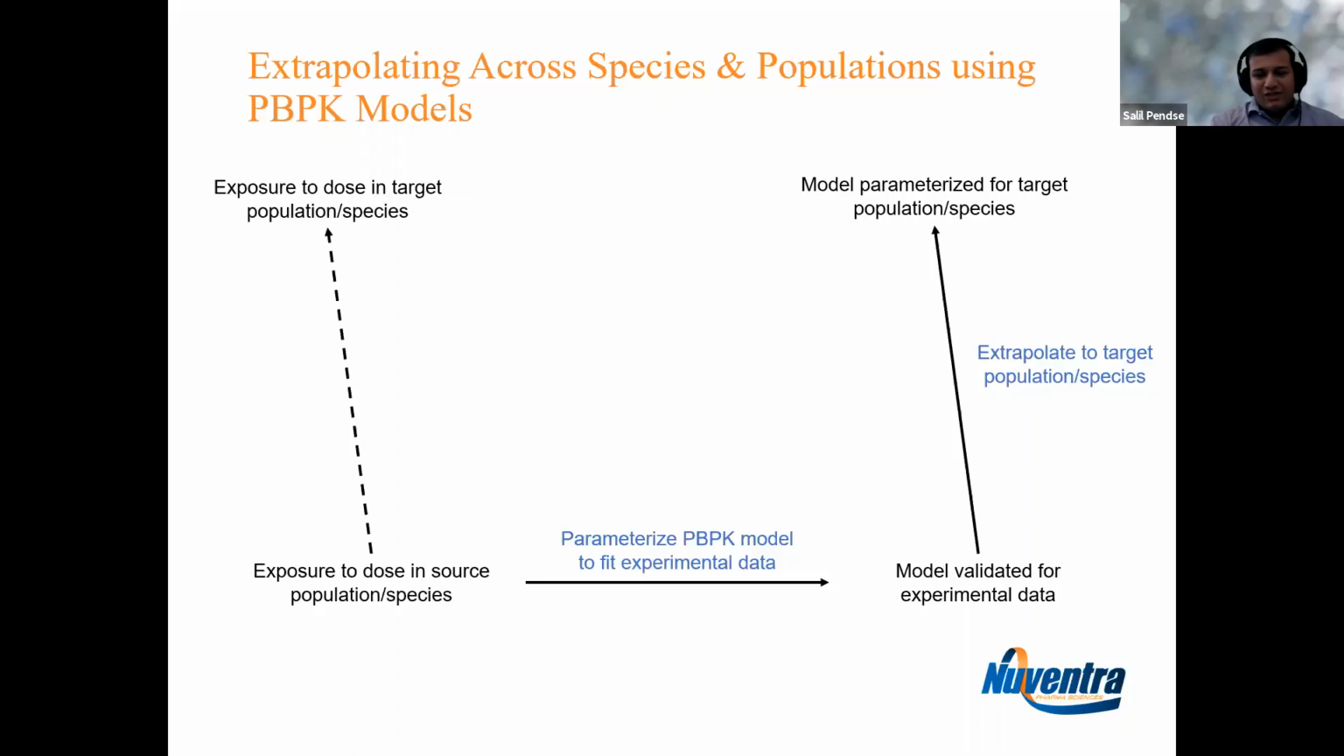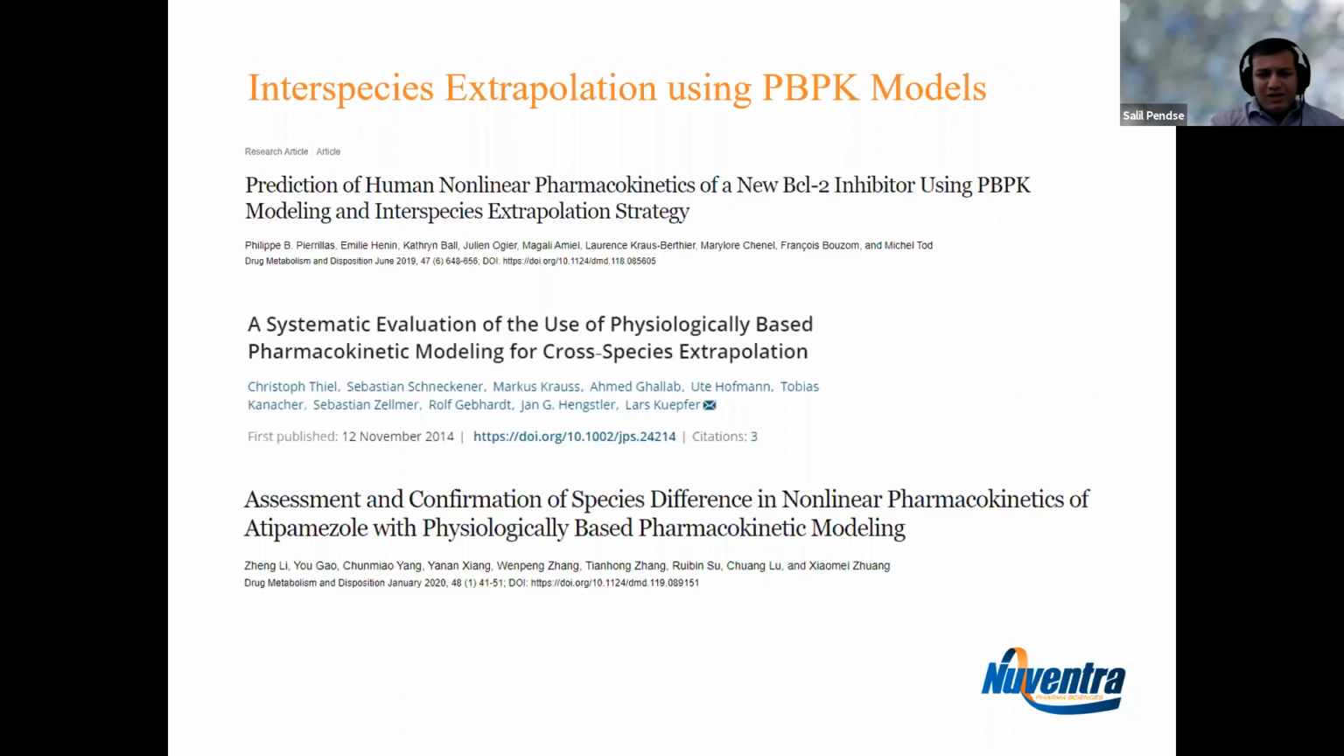Now, once we have this model parameterized, we can then run the model simulation to actually get our exposure to dose in a target population or a target species, allowing us to perform the extrapolation. And this loop can be repeated over and over again to add on more extrapolations as we need. And this has been done fairly regularly in the toxicology world.